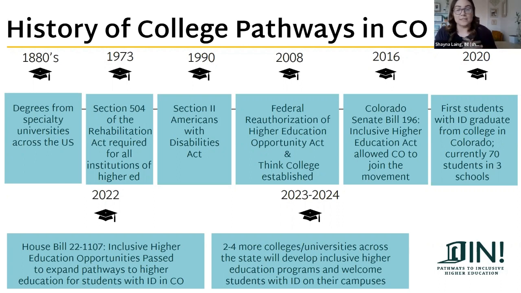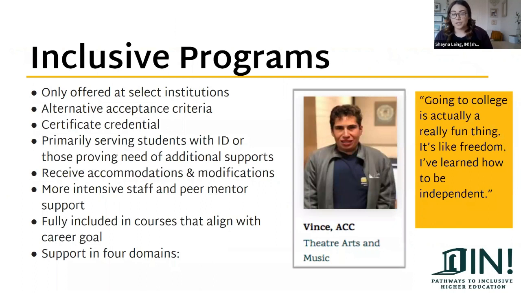We're excited to see two to four more colleges or universities over the next year open their doors and create their own program to serve this population. That timeline just keeps on going, making sure that this population of students is being included and equipped for the futures that they want. Inclusive higher education programs, in brief, are only offered at select institutions. They are not required at all colleges or universities like a traditional disability services office is.